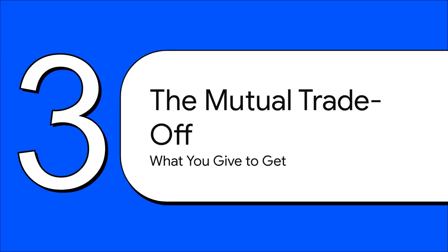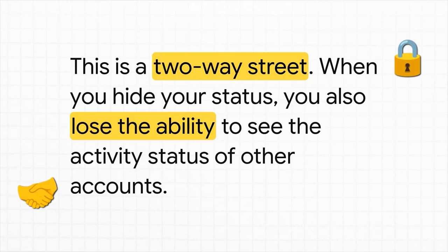But there is one really important thing you need to know about this newfound freedom. It's a bit of a trade-off. Basically, it's a two-way street. To get your privacy, you have to give up seeing when other people are online. So when your green dot vanishes, so does everyone else's. And you know what? For most people, that is a trade they are more than happy to make.